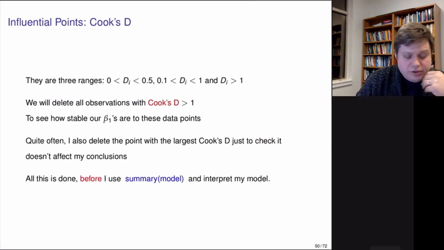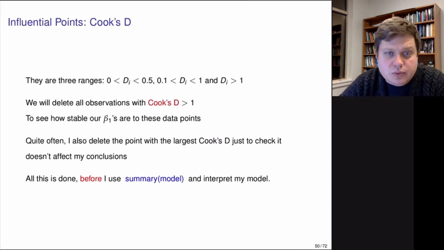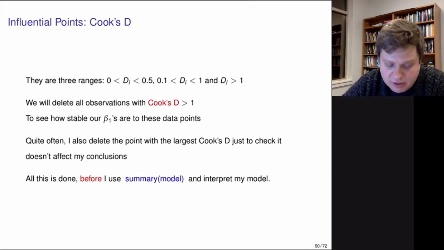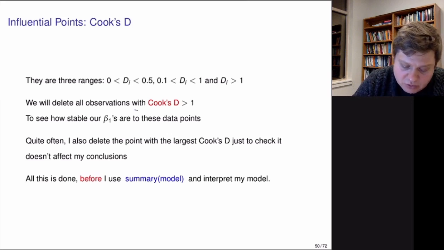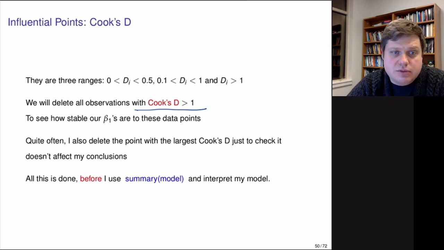Also, there is no real hard rule to say what's an influential point and what's not, and we usually use some type of rule of thumb. We'll say whenever Cook's distance is greater than 1, we're going to call this point an influential point.